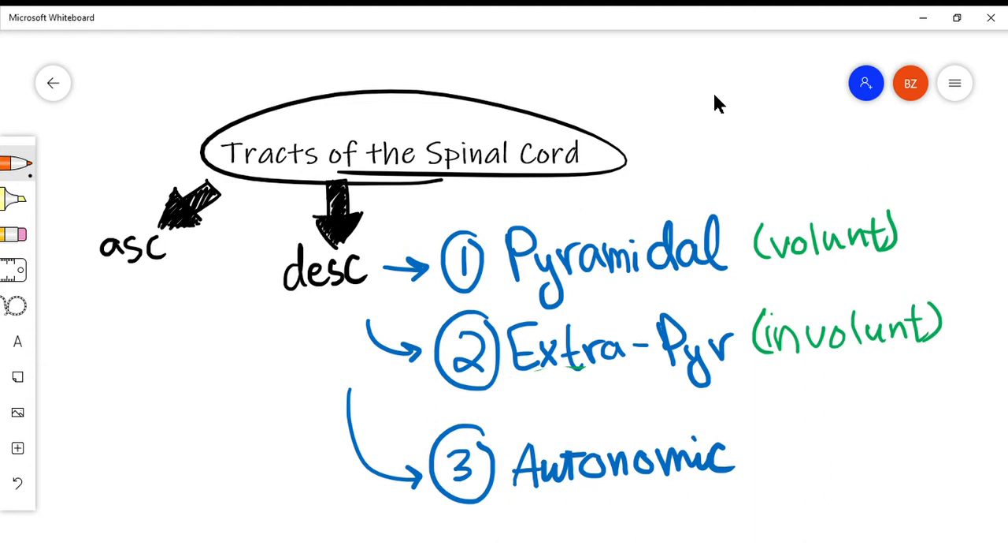Descending tracts, from their name, they are descending. They go from up to down, which means that we're carrying information from the brain to the periphery. This is the motor output. The things that we want to do, the things that we want to control.